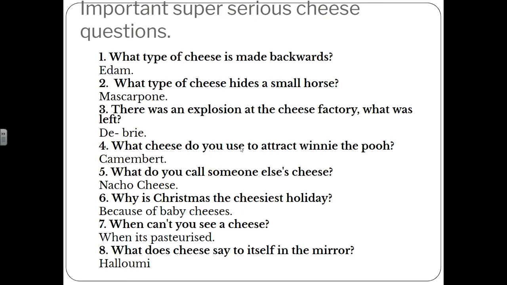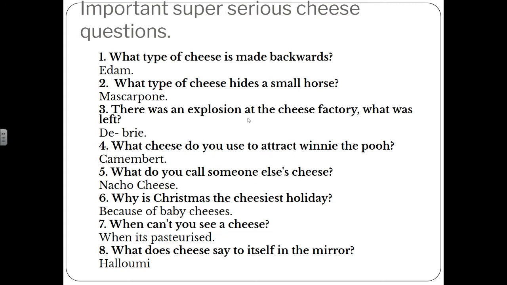What do you call someone else's cheese? Nacho cheese. Why is Christmas the cheesiest holiday? Because of the baby cheeses. When can you not see cheese? Oh, when it's pasteurized. And what does cheese say to itself in the mirror? Halloumi. Just for your general knowledge of cheese.